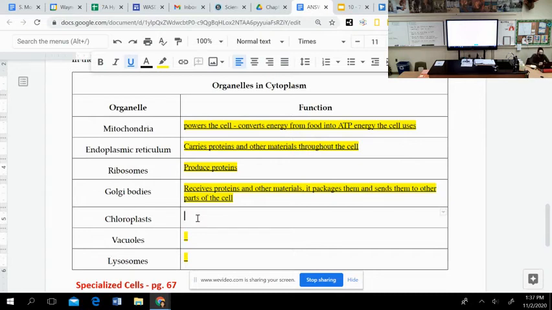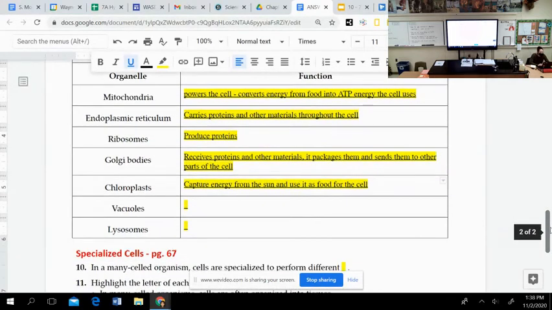All right, how about chloroplasts? These are found only in plant cells. What do they do? They capture energy from the sun and use it for food for itself. Right, so chloroplasts capture energy from the sun and use it as food for the cell. Through the process of photosynthesis, we will talk about that later on, but for now, that is what the chloroplasts do. Then vacuoles, what do they do? The storage area? It's just the storage area, yep.